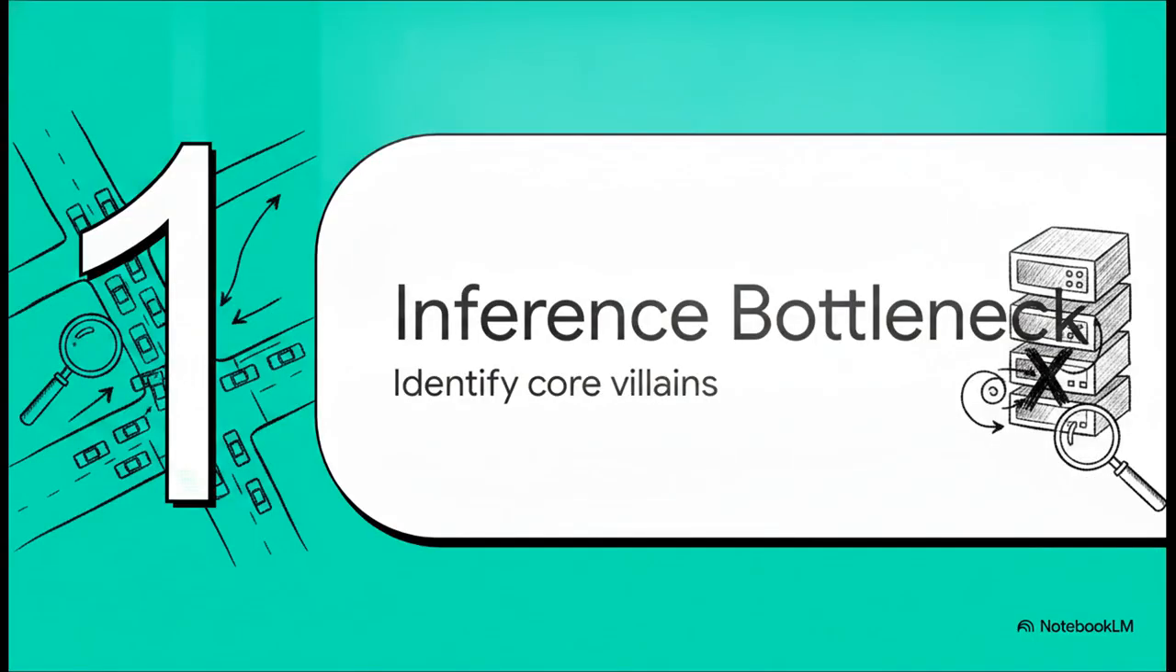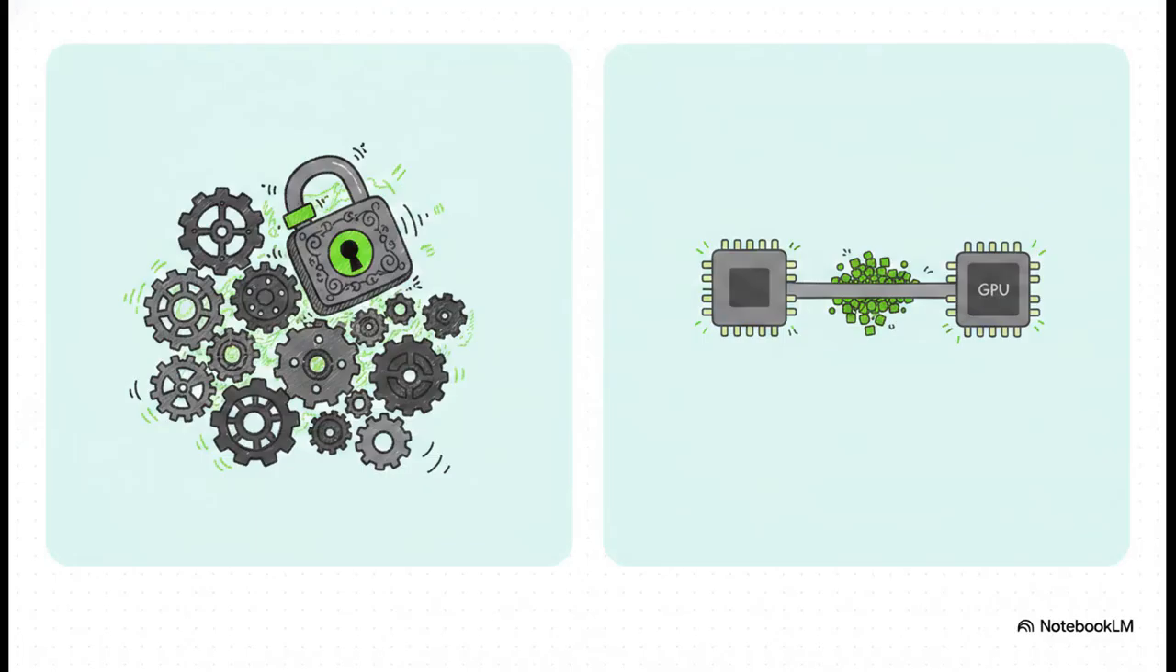Moving right into part 1, the inference bottleneck, or identifying the core villains. Think about it like this. To optimize city traffic, planners first have to find the congestion points. The exact same logic applies to an inference server. Before we can speed things up, we have to find out exactly what's slowing us down.